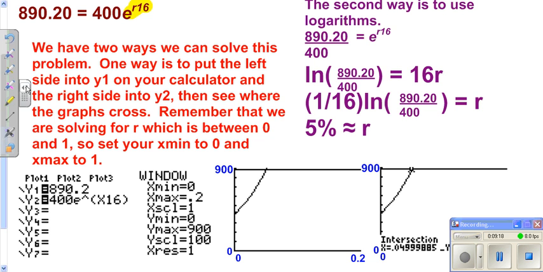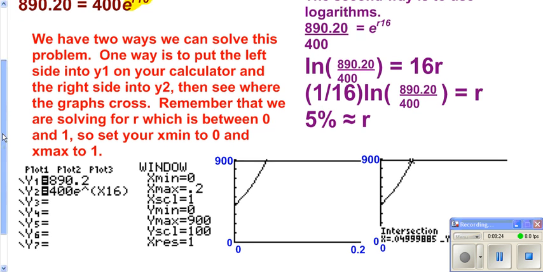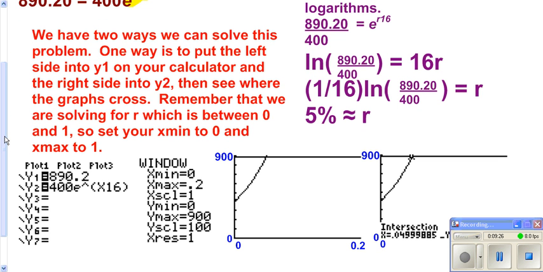Now, if you don't remember the log stuff that we just did here, work it out with your calculator down here. We will be going ahead and reviewing all that log stuff later.